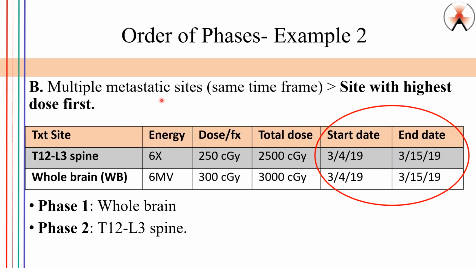Multiple metastatic sites, same time frame. Both of these, the T spine, the L spine, and the whole brain were irradiated on the same dates, same time frame. So how do we do it in that case? Well, rule B tells you start with the site with the highest dose, which is the whole brain, which received 3,000 centigrays or 30 grays. There you go. That's phase 1.